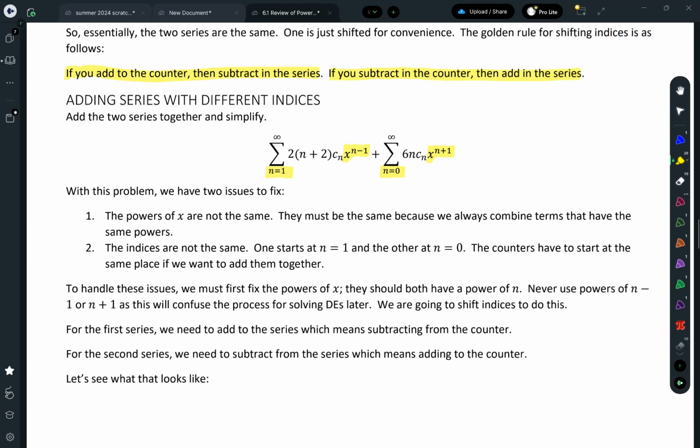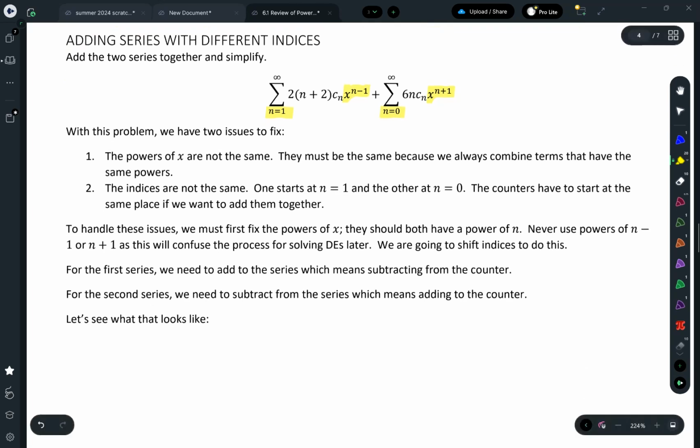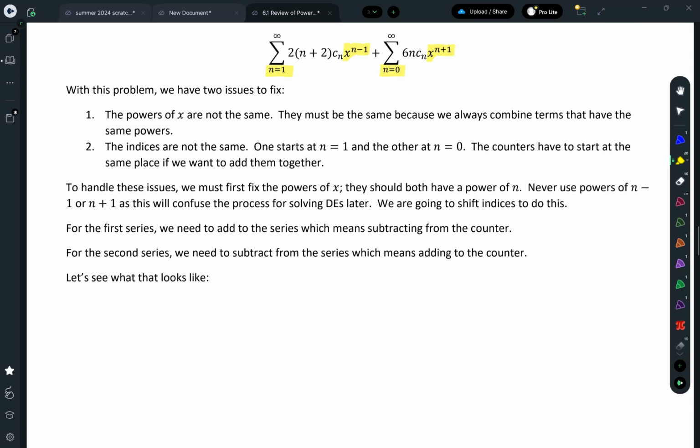Once we've fixed everything, the indices will not be the same. One of them will start at 1, one of them will start at 0, and we need the counters to start at the same place if we're going to add them together. So to handle these issues, we're first going to fix the powers of x. They should both have a power of n. It's always n, not n minus 1, not n plus 1, it's n, okay?